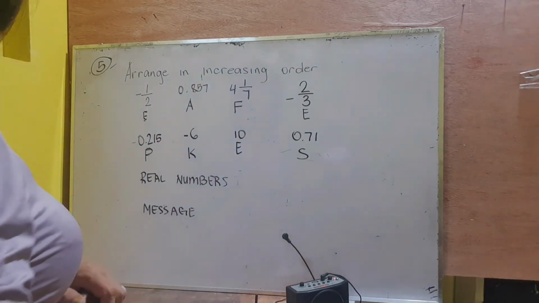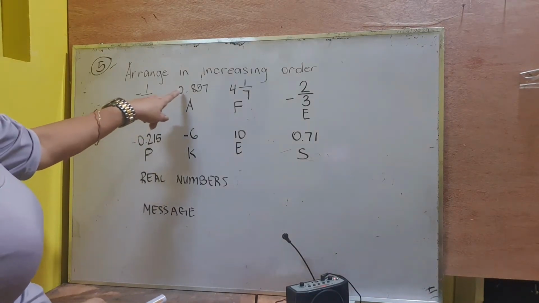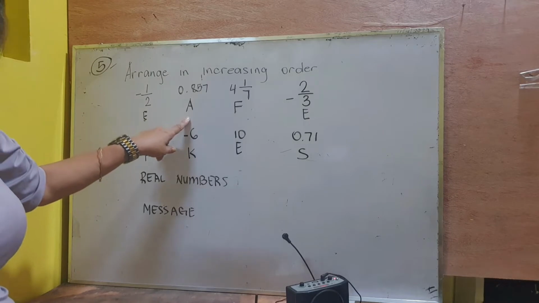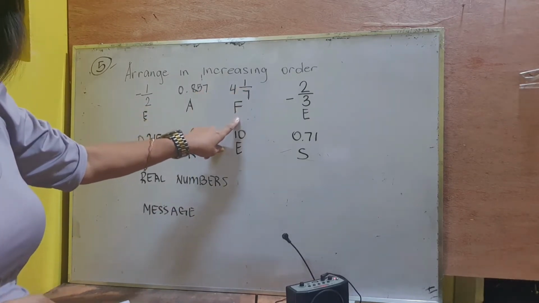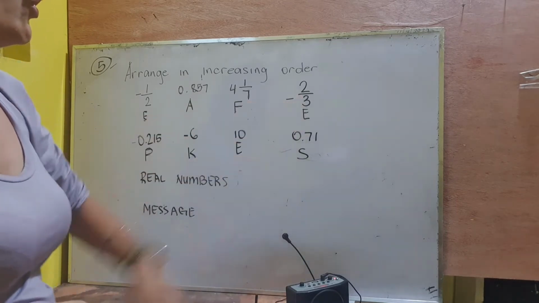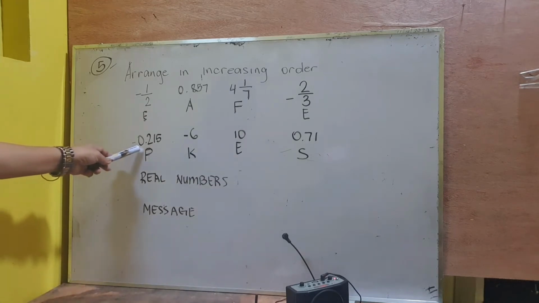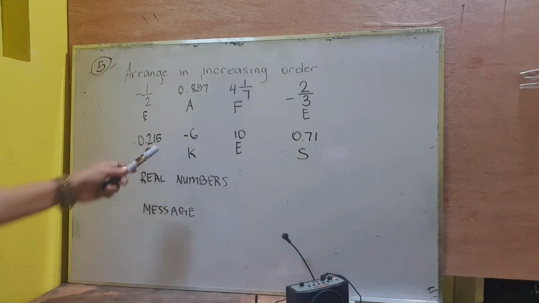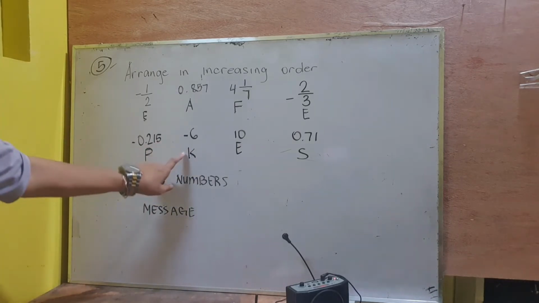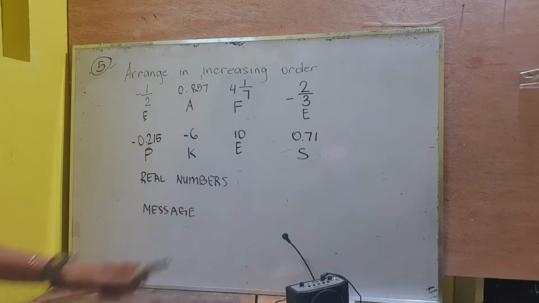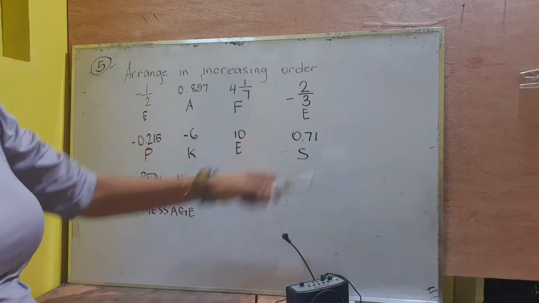Okay? So, we have here negative 1/2. Andun yung letter E. And then here we have 0.857. Andun yung letter A. And then we have here 4 and 1/7. Andun yung letter F. And then negative 2/3. Andito po yung letter E. And then we have here negative 0.215. Letter P sa baba, no? And then we have here negative 6. Ayan. Andito yung letter K. And then sa number 10, andun ang letter E sa baba. And then 0.71 letter S.